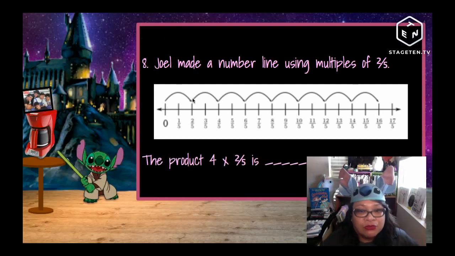Number 8, Joelle made a number line using multiples of 2/5. You can do the hop 4 times, or you can just multiply across 4 times 2. So it's probably a lot easier if you just learn how to multiply across, because you won't get this wonderful number line every time you do it.